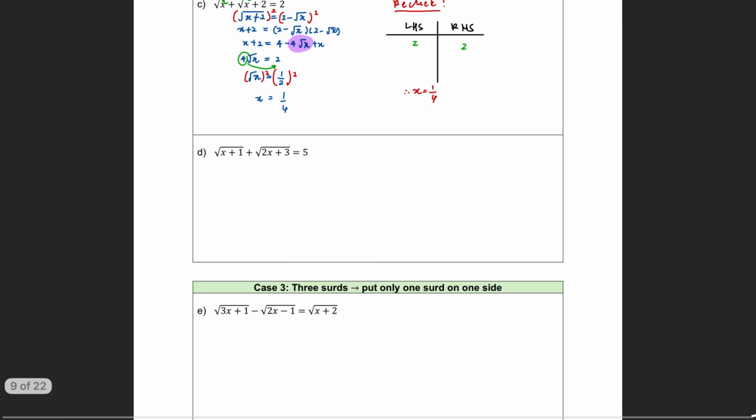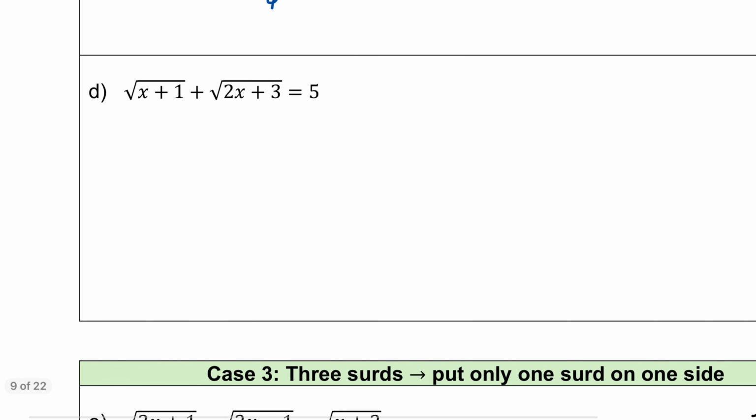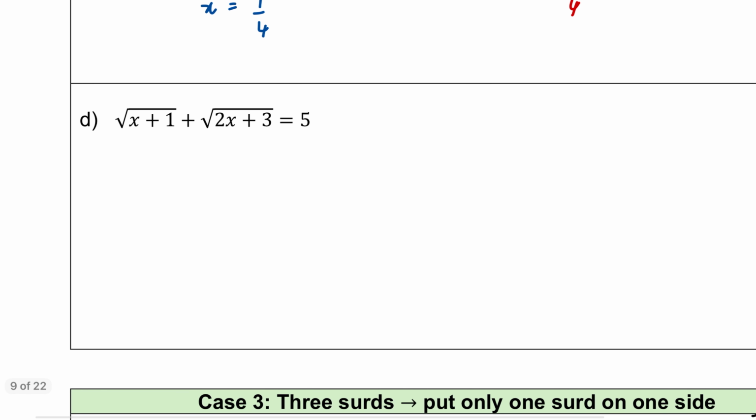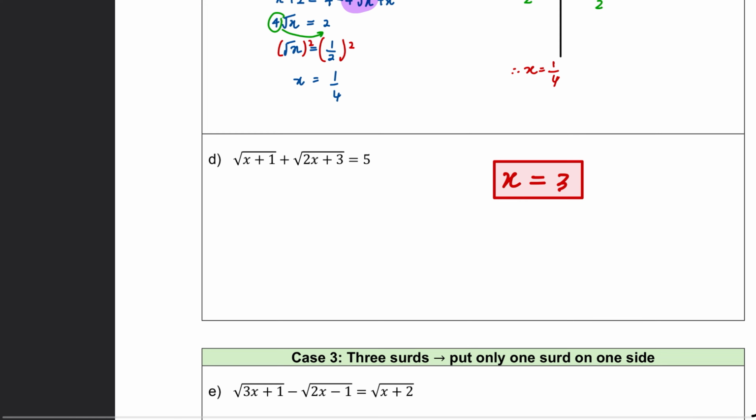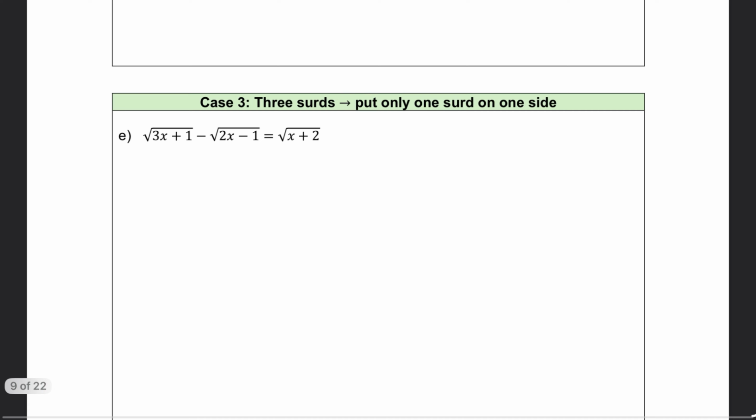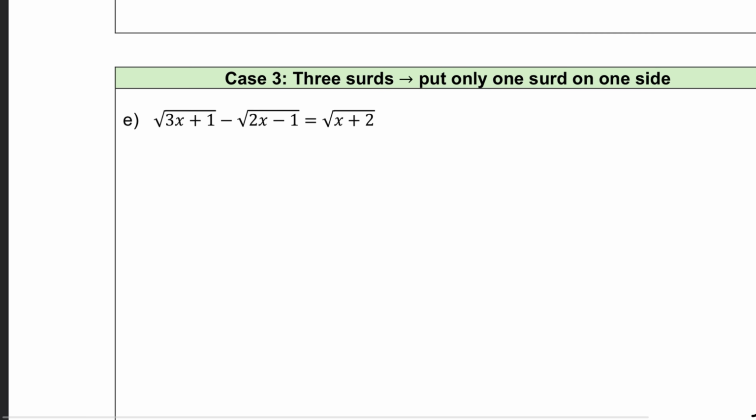Okay, let's go. So, example D. Okay, example D ni adalah DIY. Awak settlekan sendiri. So, your answer for this one should be X equal to 3. So, this one, the answer is X equal to 3. Okay, jom. Last. Okay, last case, 3 sets. Okay, let's go.